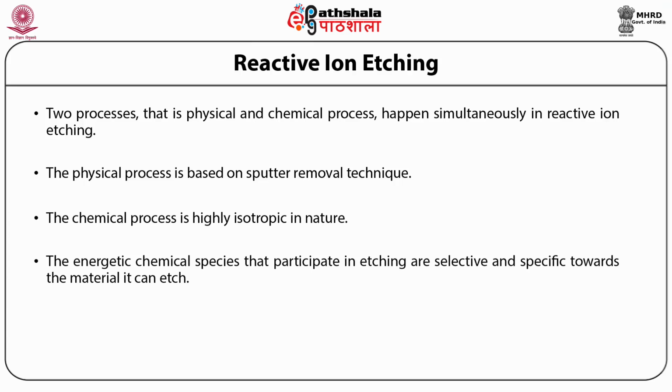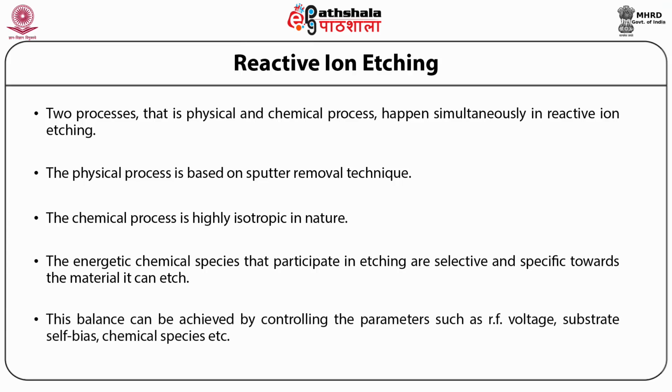The energetic chemical species that participate in etching are selective and specific towards the material they can etch. Keeping a balance between these two processes is essential for successful etching. This balance can be achieved by controlling parameters such as RF voltage, substrate self-bias, chemical species, etc.